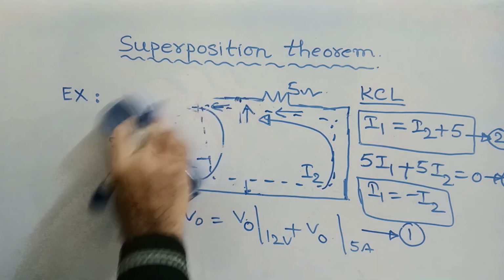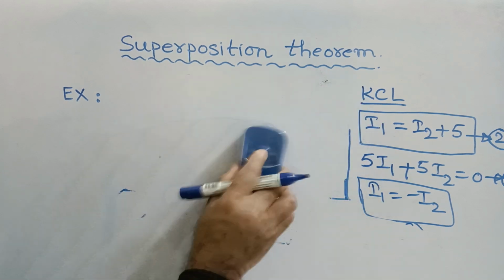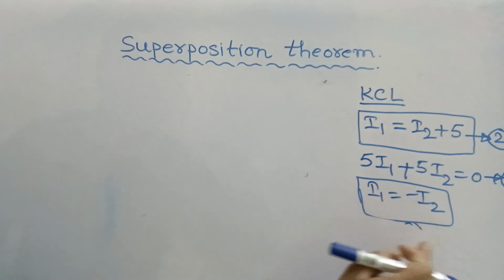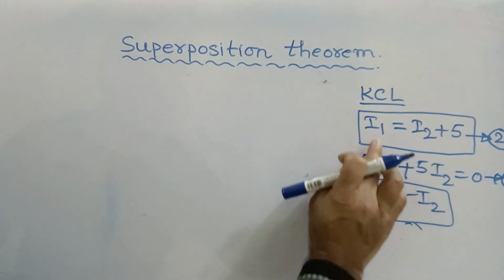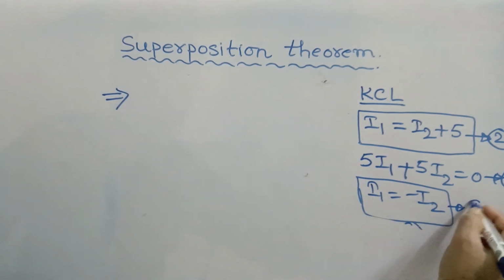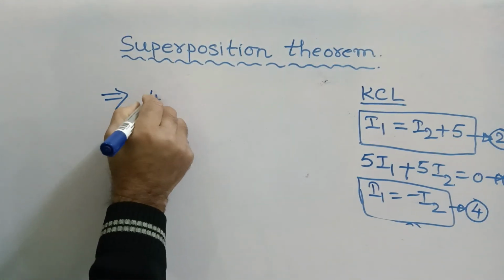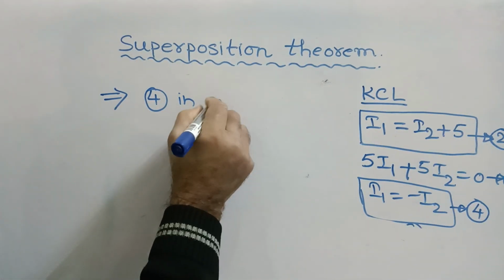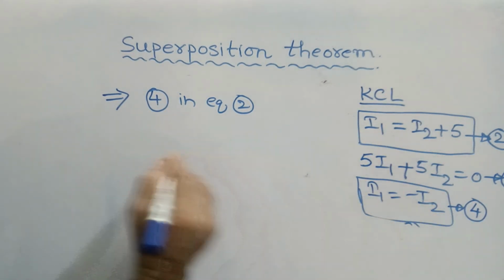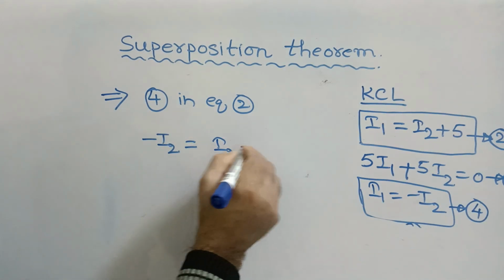Therefore I am erasing this particular circuit. By using these two equations, I1 is equal to minus I2. Therefore, substitute I1 is equal to minus I2, which we call equation number 4, into equation 2. Then you will get I1 is equal to minus I2, therefore minus I2 is equal to I2 plus 5.